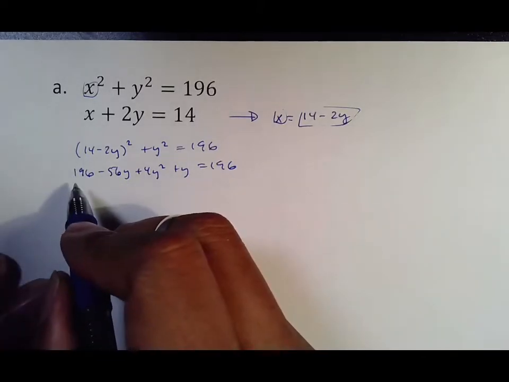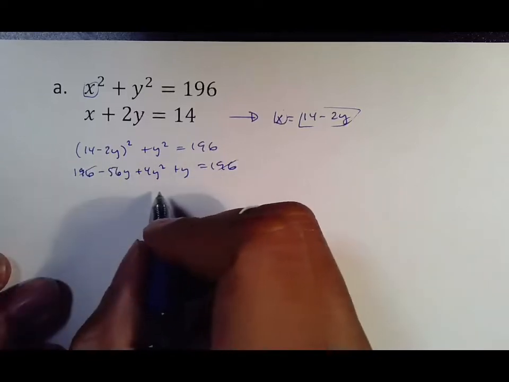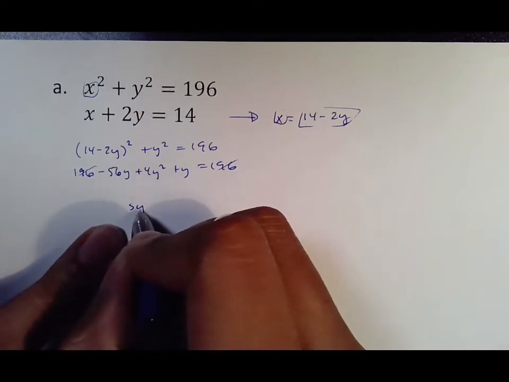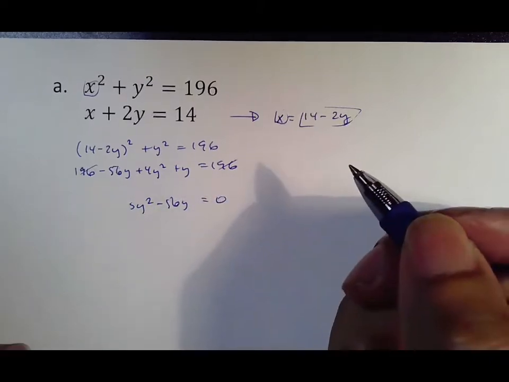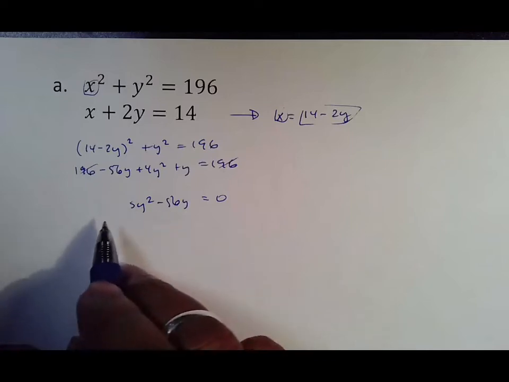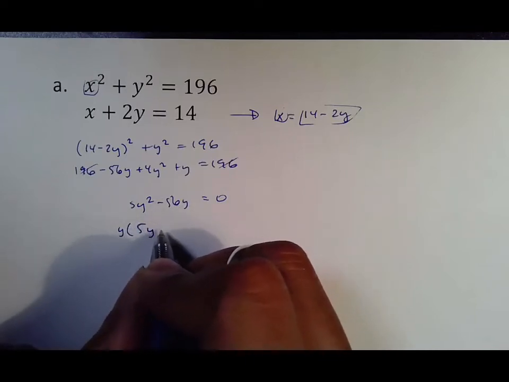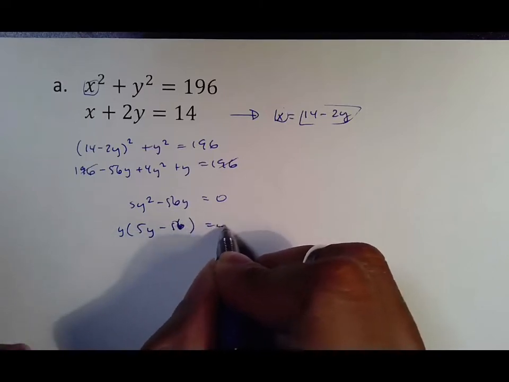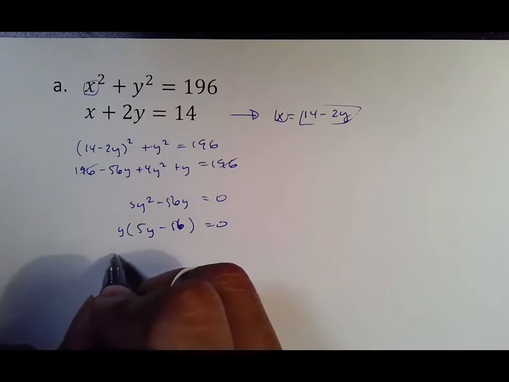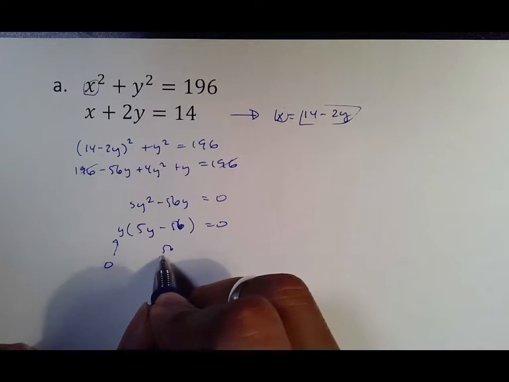In other words, if you were to subtract 196 from both sides, both of these things would go away, leaving me with 0. But you end up with 5y squared minus 56y equals 0. Now you have to remember how to factor, or how to solve these. And again, factoring this, both of these have a y, so we can take a y off and be left with 5y minus 56 equals 0, which means that one of your answers is 0 and the other one is going to be 56 over 5.